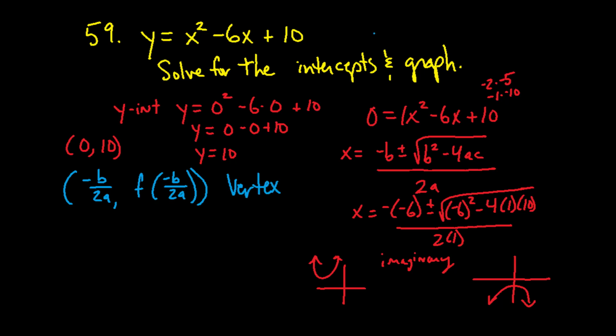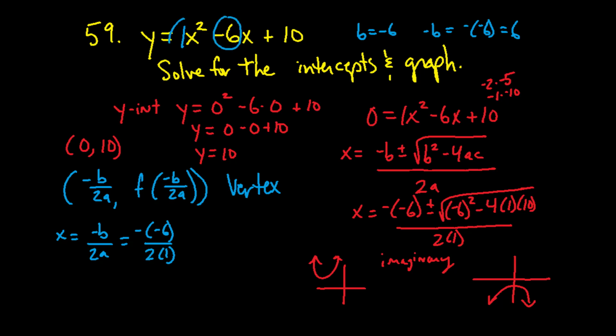What is negative b? Well, if b is negative 6, then negative b is 6. The x-coordinate of the vertex is negative b over 2a, which is 6 over 2 times 1. So we're using these two values, a and b. We're plugging them into the vertex formula, and we get 6 divided by 2, which is 3. That tells us the x-coordinate of the vertex is 3.